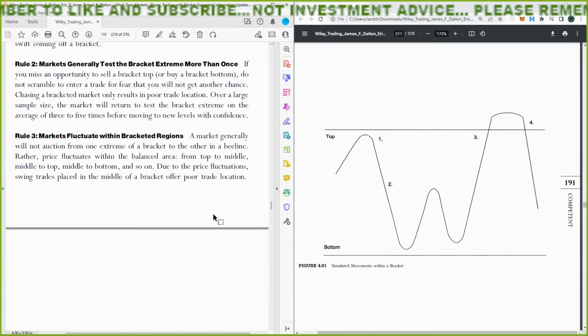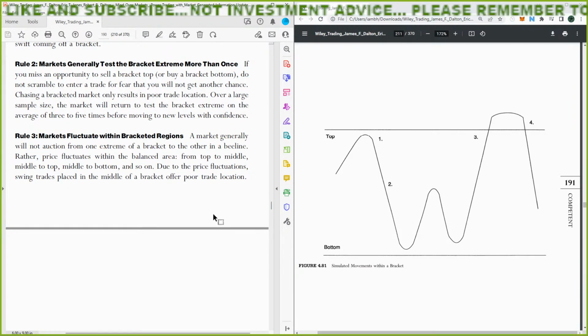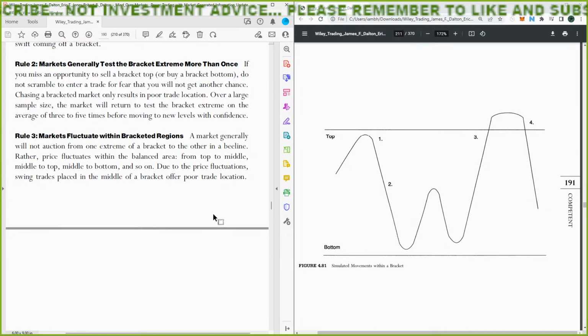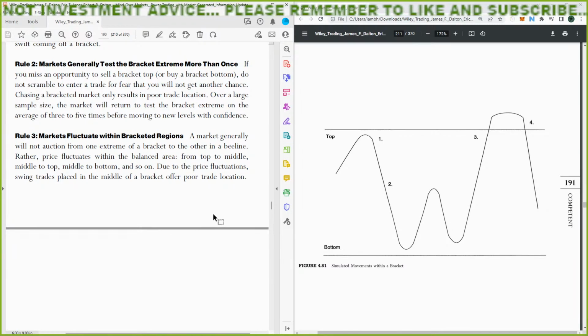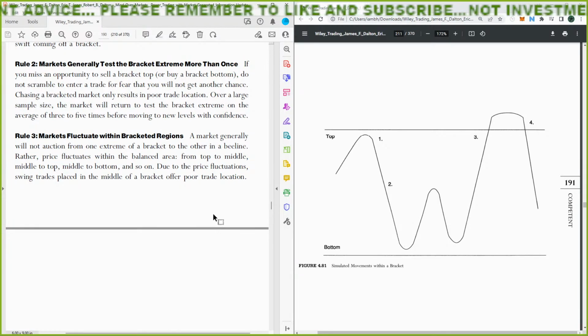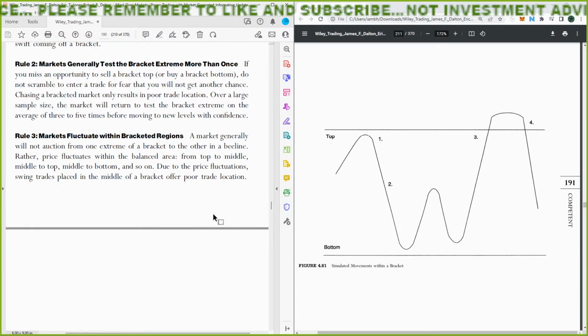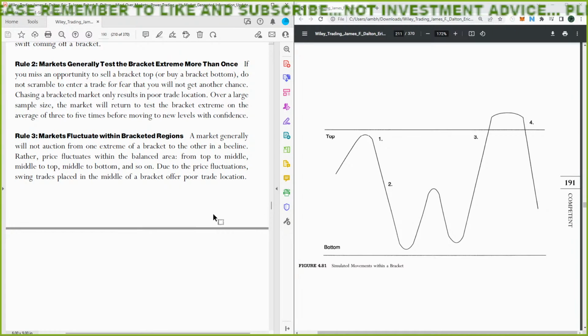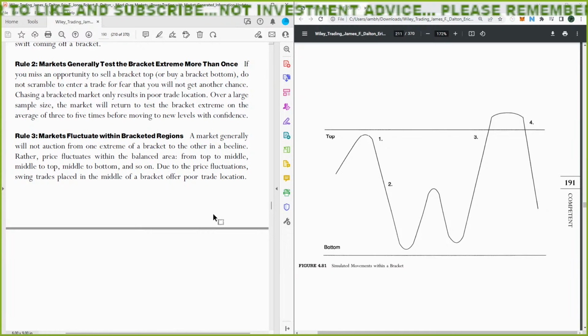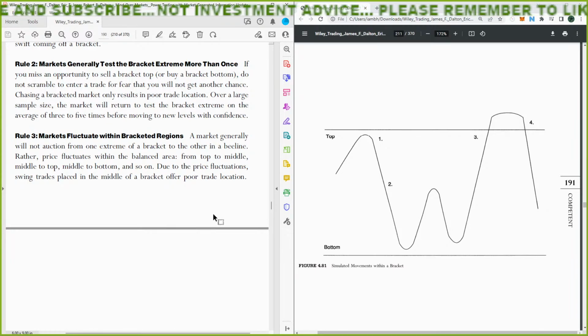Rule number 2. Markets generally test the bracket extreme more than once. If you miss an opportunity to sell a bracket top or buy a bracket bottom, do not scramble to enter the trade for fear that you will not get another chance. Chasing a bracketed market only results in poor trade location. Over a large sample size, the market will return to test the bracket extreme on the average 3 to 5 times before moving to new levels with confidence.